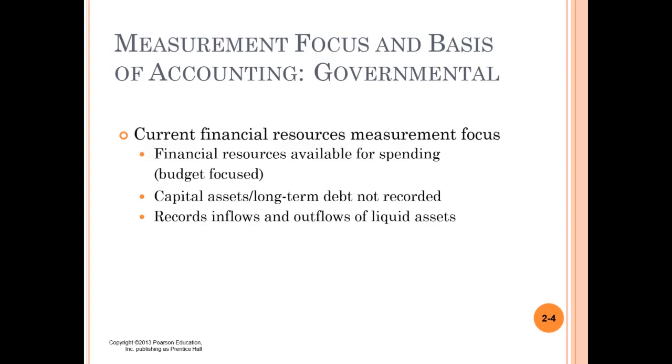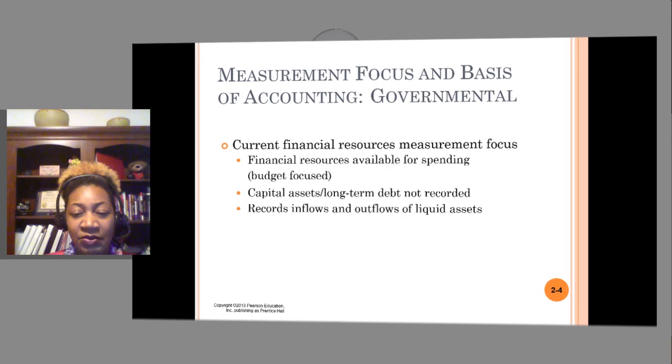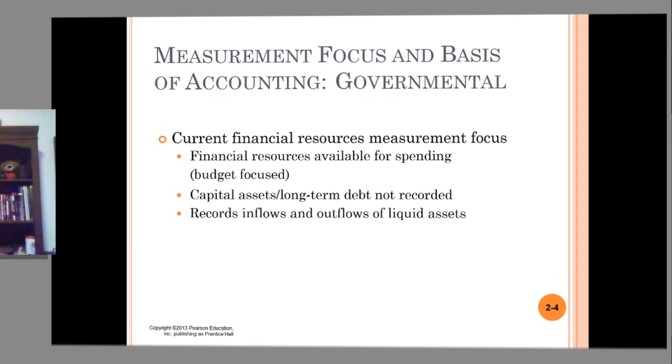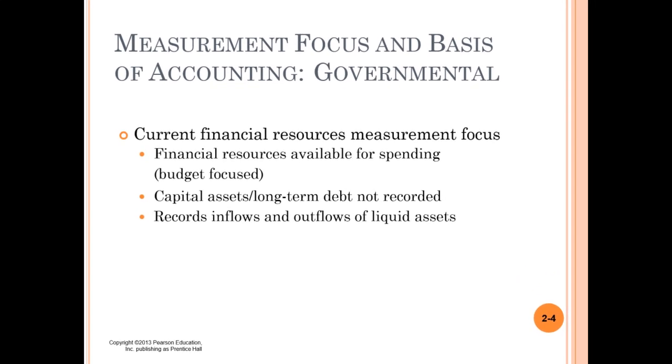So today we're actually going to begin our governmental section of the course. There are 3 different kinds of funds. They are governmental, proprietary, and fiduciary. We're going to begin by talking about the governmental type. This is the basic kind. There are 5 of them.